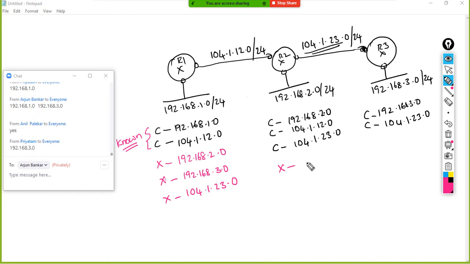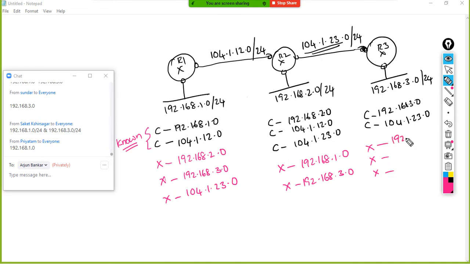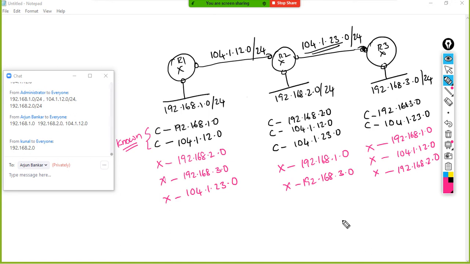Go ahead. Now let's do it here. What are the unknown networks as per router 2? Good. Router 2: 192.168.1.0 and 192.168.3.0. Then as per router 3, what are the unknown networks? Quickly. Good: 192.168.1.0, then 104.1.12.0, then 192.168.2.0. Right or wrong, guys? Yeah? Good.